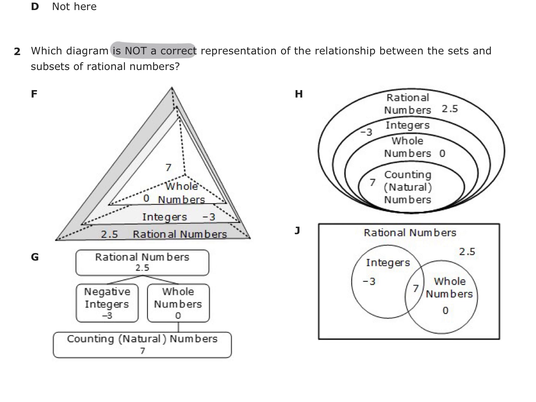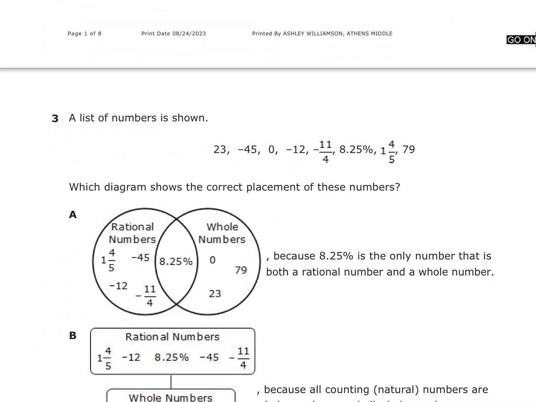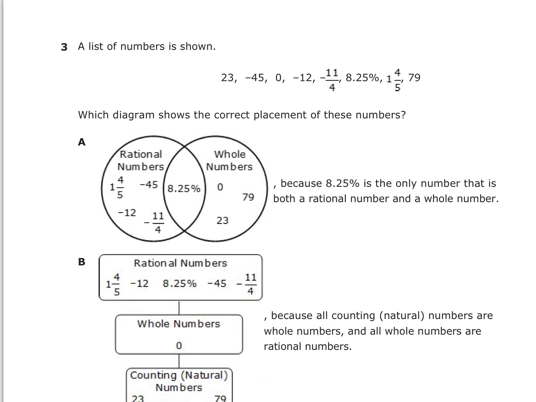Why has it got to be J? Because 0 is an integer. So since 0 is an integer, it should be all the way inside of the integers. So J has got to be the right answer.